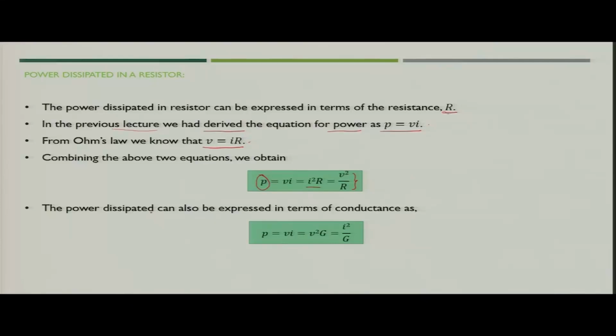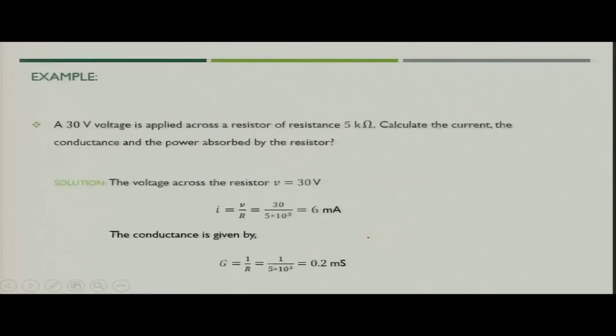Alternatively, the power dissipated can also be expressed in terms of conductance. Wherever you see R, you just replace R with 1 by G, and you will get the value of power P in terms of conductance. So, in this case the power P, that is V I, is equal to V square G or I square by G.